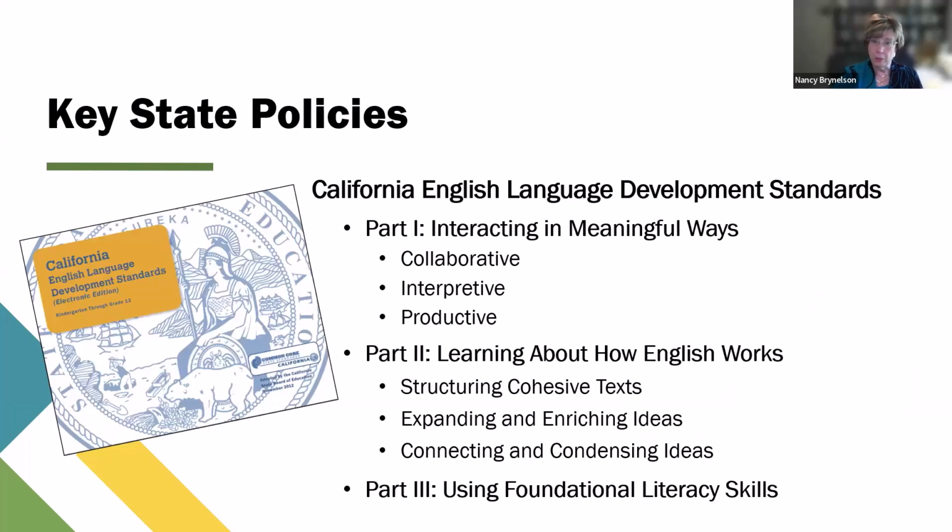In addition, the California English Language Development Standards are organized into 3 parts. Part 1, interacting in meaningful ways: collaborative, interpretive, and productive. Part 2, learning about how English works: structuring cohesive text, expanding and enriching ideas, and connecting and condensing ideas. And then Part 3, using foundational literacy skills and supporting students identified as English learners in acquiring those skills in English.